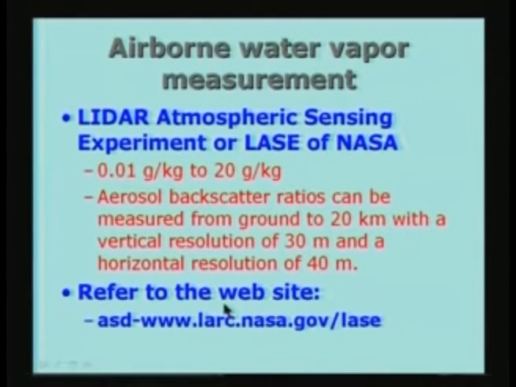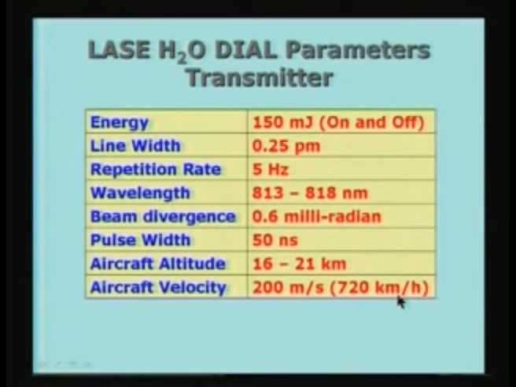The details are actually given in the website which is given here. If more details are required, one can go to the website, but I am going to give some characteristics which are again taken from the same website. So, the energy of both the on and off laser beams is 150 millijoule, that is the amount in each pulse. Line width is 0.25 picometer. So, the line width is very narrow. Repetition rate is 5 hertz, so every second there are 5 pulses which are transmitted.